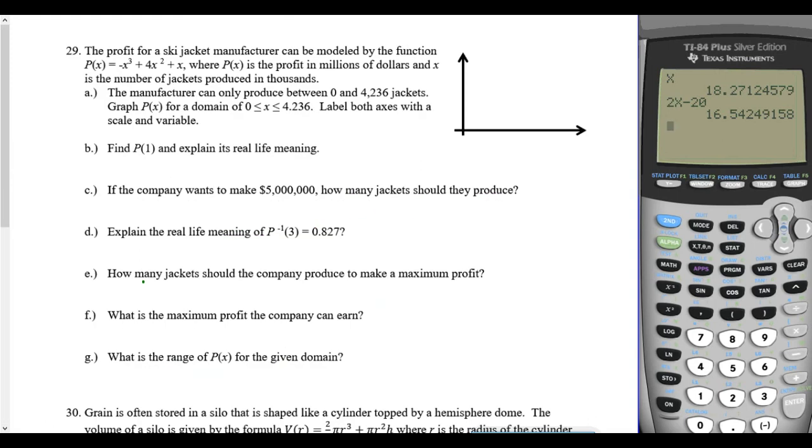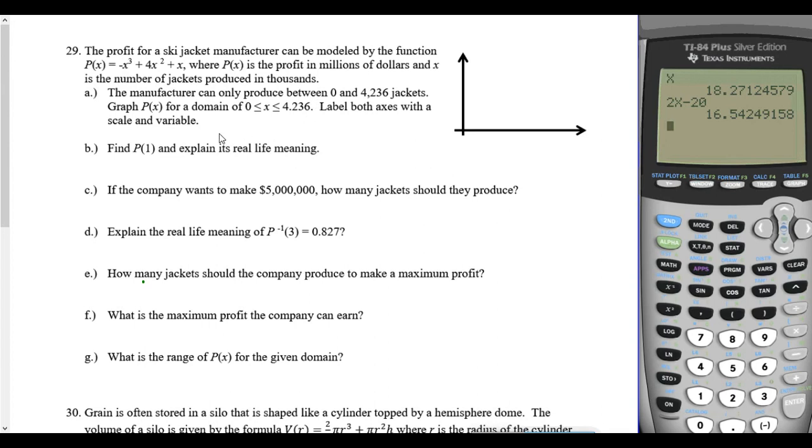Okay, number 29. The profit for a ski jacket manufacturer can be modeled by this function P of x. It's a cubic function, where P of x is the profit in millions of dollars, and x is the number of jackets produced in thousands. I always want to be careful when I have things that are measured in other than 1 unit. So the profit's in millions and the number of jackets are in thousands.